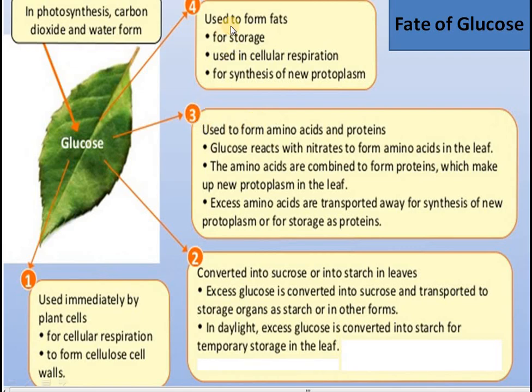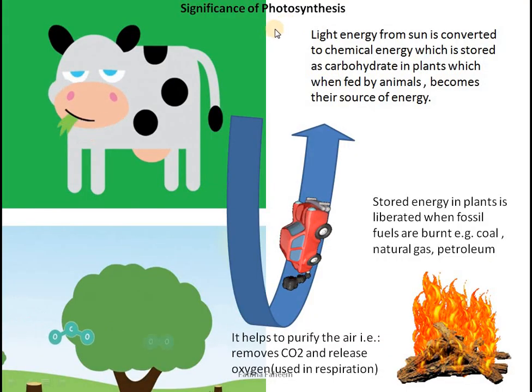Then glucose can also be used to form fats for storage, for respiration and for formation of new protoplasm. Fats can be stored in plants. If you know that fats in the plants are stored as oil, like sunflower oil, olive oil, all these are plant-based fats. They can be used for cellular respiration as well and can be used to make newer cells or newer protoplasm. Now let's see the significance of photosynthesis or importance of photosynthesis.